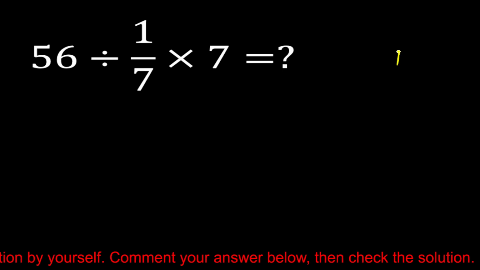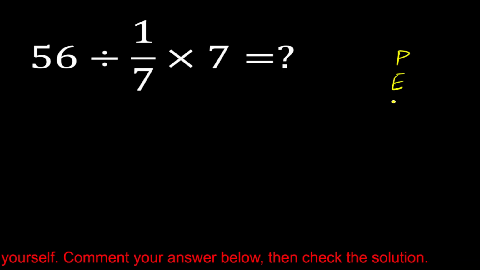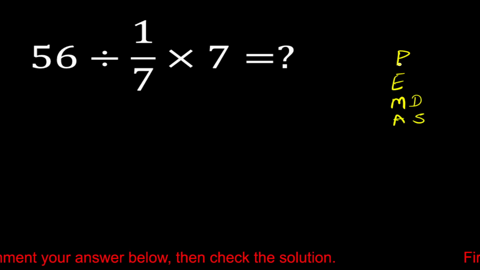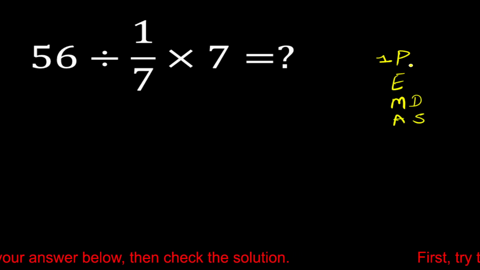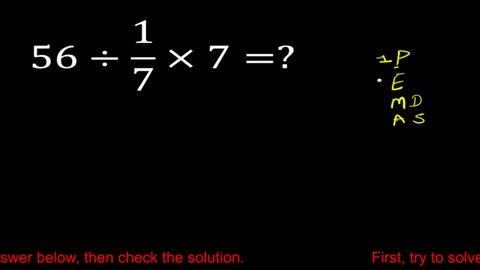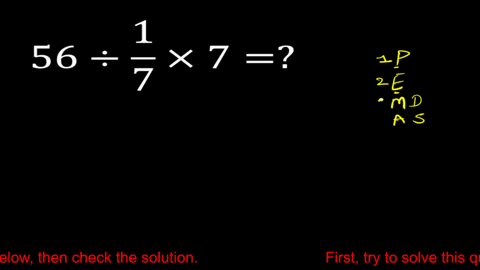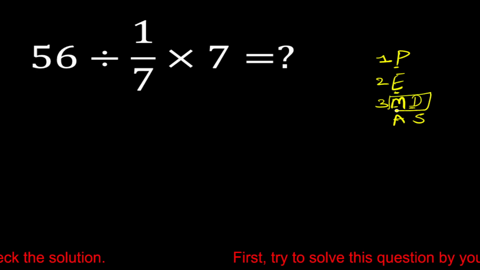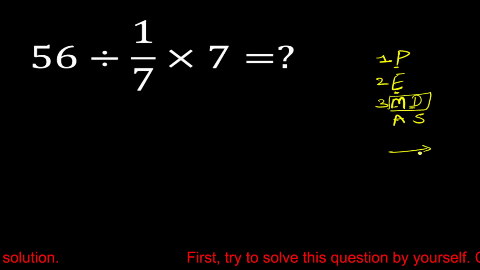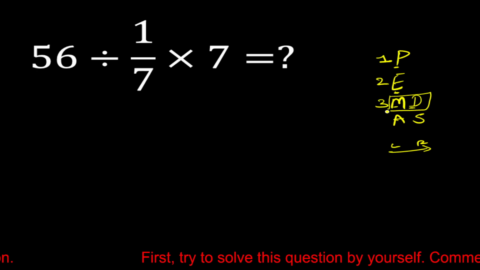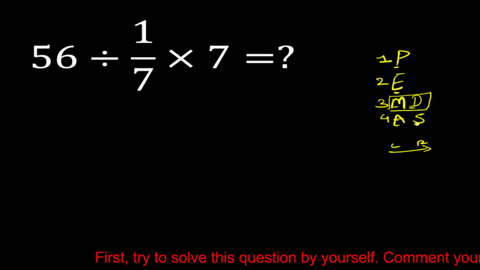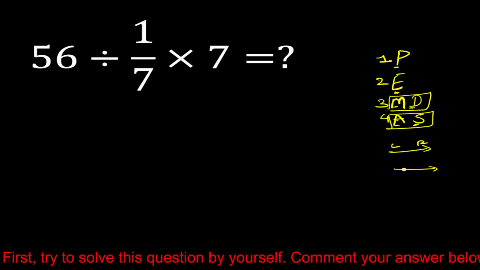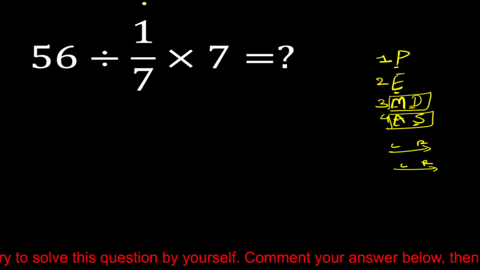PEMDAS: P, E, M, D, A, S. According to PEMDAS, first priority is parentheses, second priority is exponents, third priority is multiplication and division. Here multiplication and division both have equal priority, so we have to solve it from left to right. Fourth and last priority is addition and subtraction. Also addition and subtraction both have equal priority, so we have to solve it from left to right, okay?